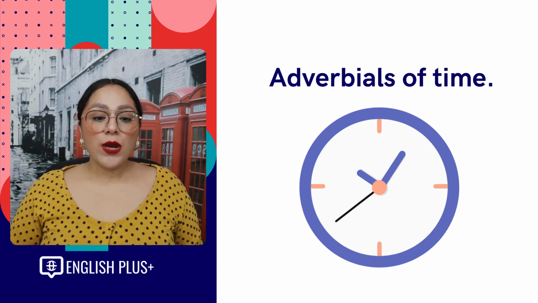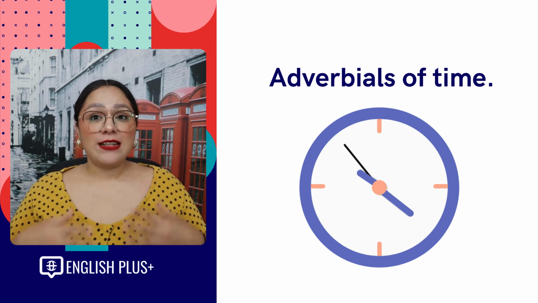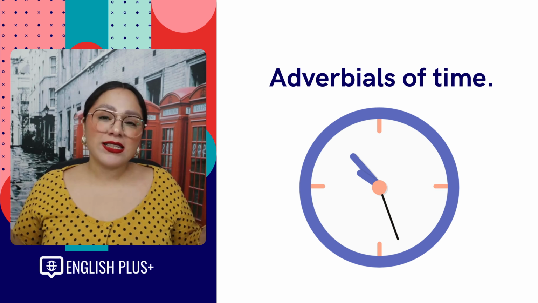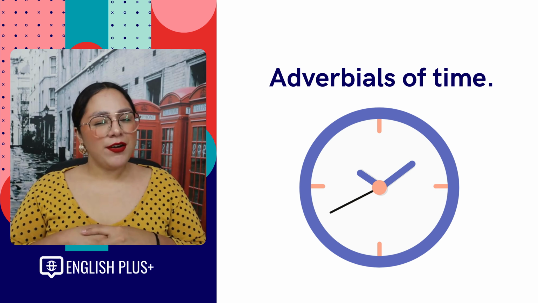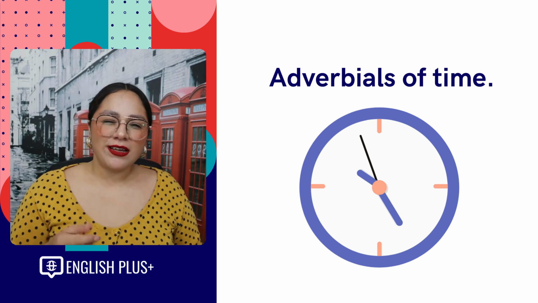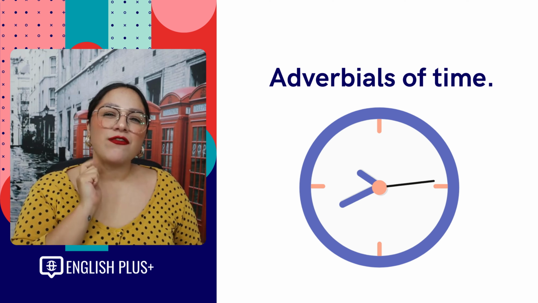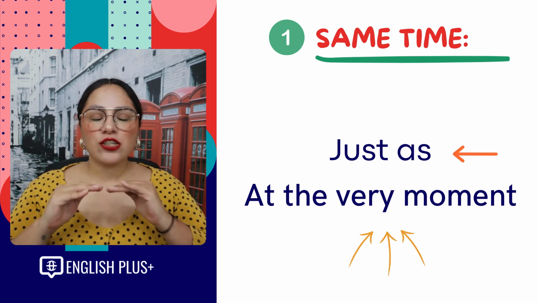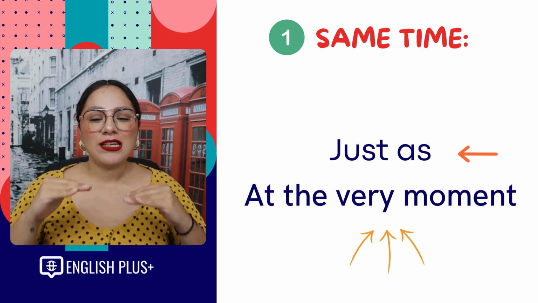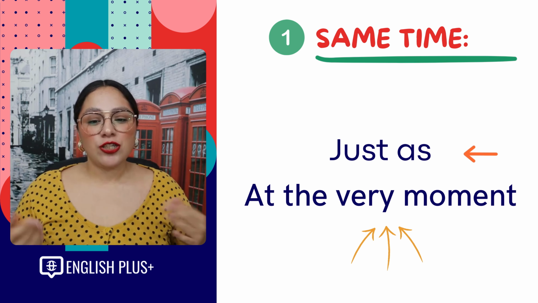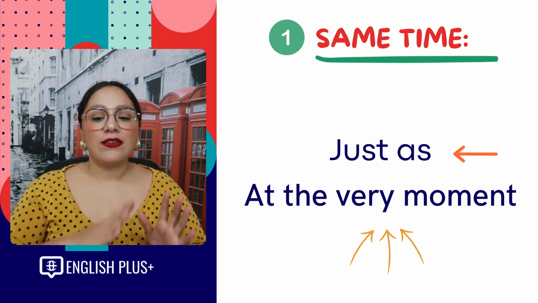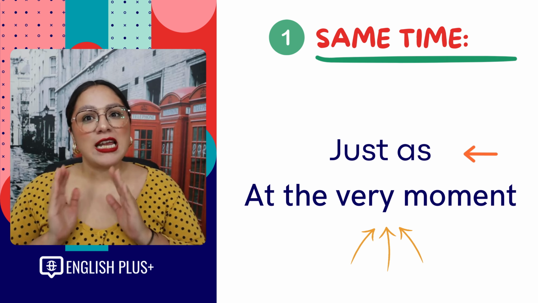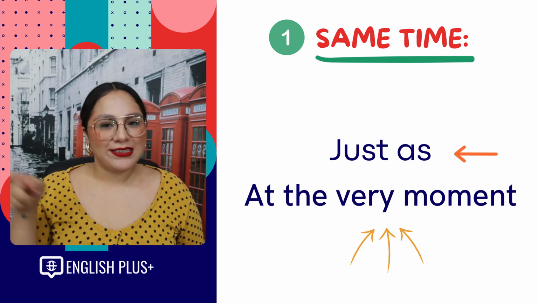Can you see? We can also use some time expressions, in this case adverbials of time, to show the order in which past events occurred. They are very useful when we are telling stories. So let's check some examples of them. When I want to express that two actions or events happen at the same time, we will need the expressions just as or at the very moment. But they are often used with descriptions in the past continuous, like in the next examples.